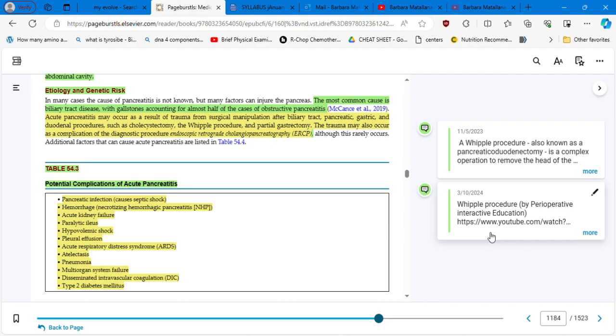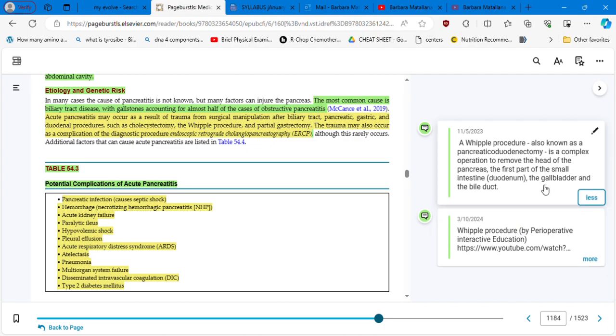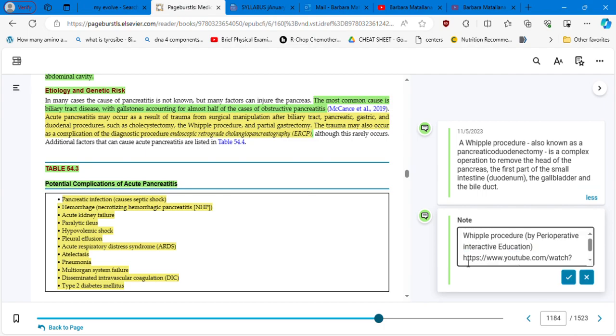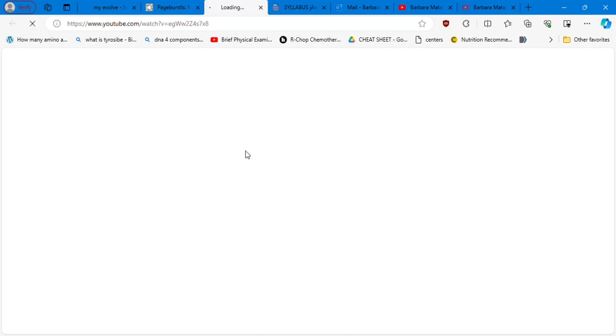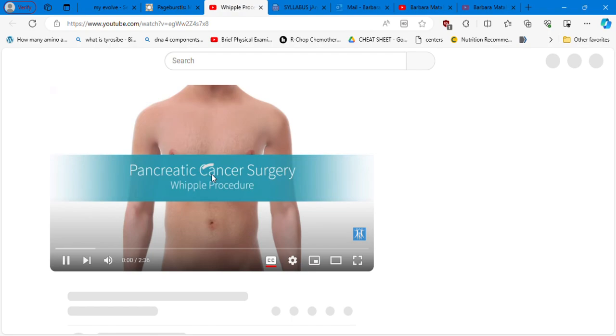So what is the Whipple procedure? Also known as pancreatic duodenectomy, it is a complex operation to remove the head of the pancreas, the first part of the intestine, which is the duodenum, the gallbladder, and the bile duct. So yes, I do have a video for this, and you are going to see this is not easy. It's very complicated. They are not only removing the gallbladder, but also other parts of the biliary system. Let's watch this video.